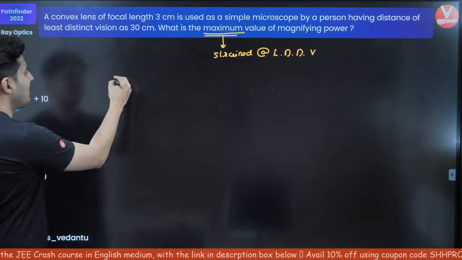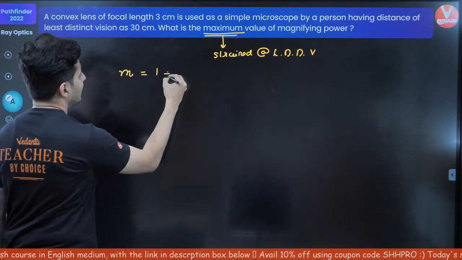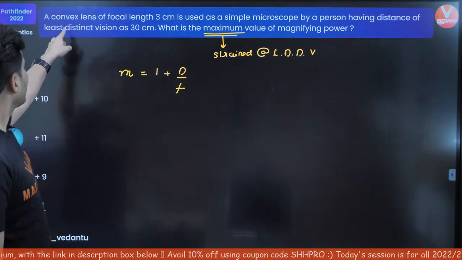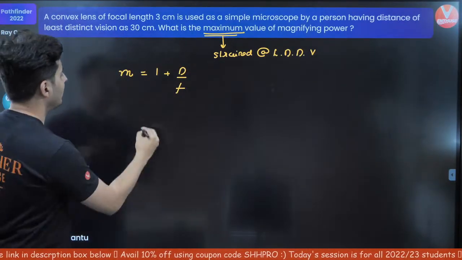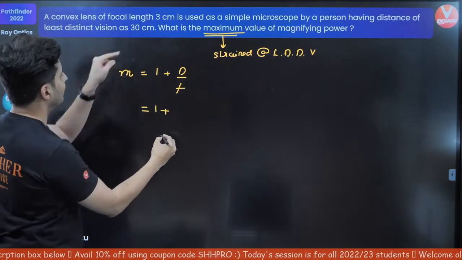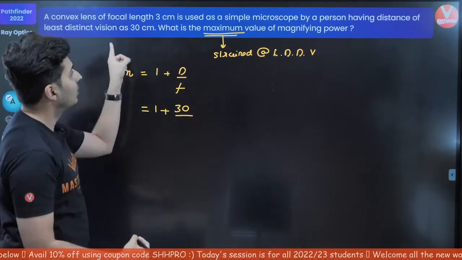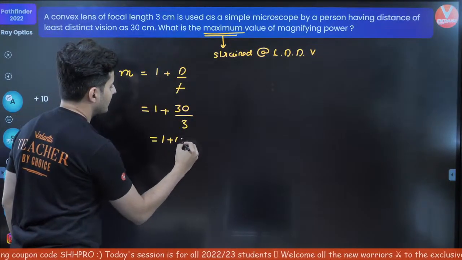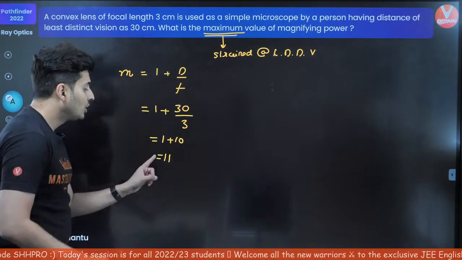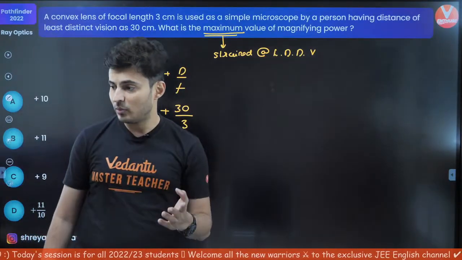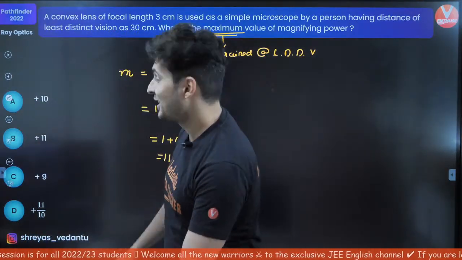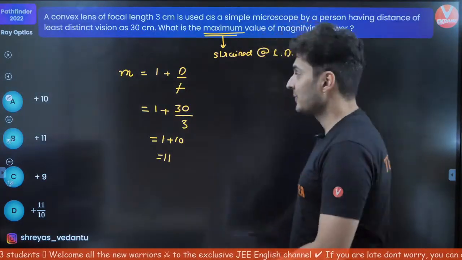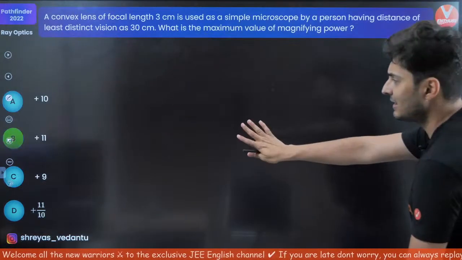Fair enough. And what is the magnifying power then? Magnifying power then is 1 plus D by F. Do I know the values? I think so. Let's see. What is the maximum value of the power? And D value is given to be 30. The focal length of the lens is given to be 3 centimeters. So this will be 1 plus 10, which is nothing but 11. Should I put diopters? No, don't put diopters. This is not per meter. Many students fail to realize this. By the way, the answer is 11 only.